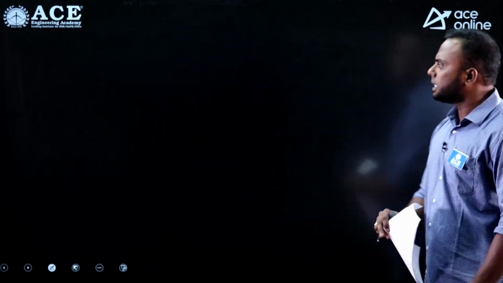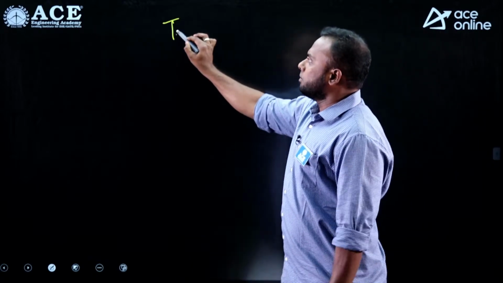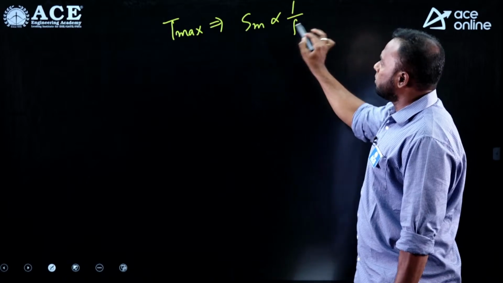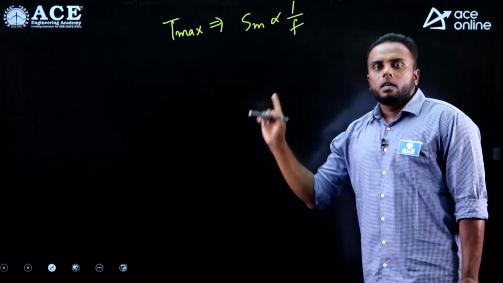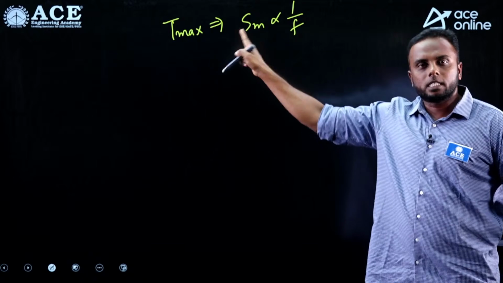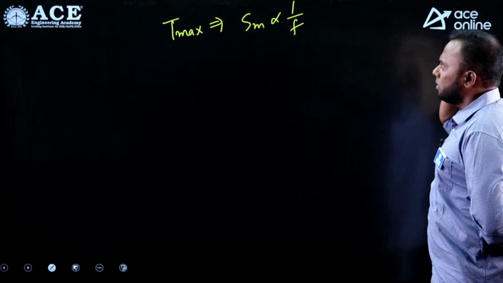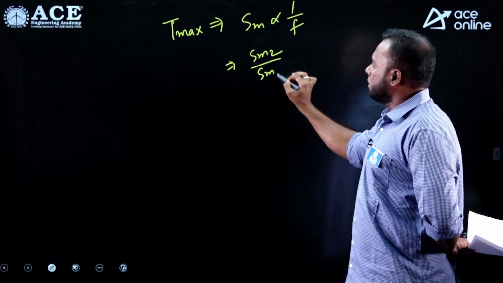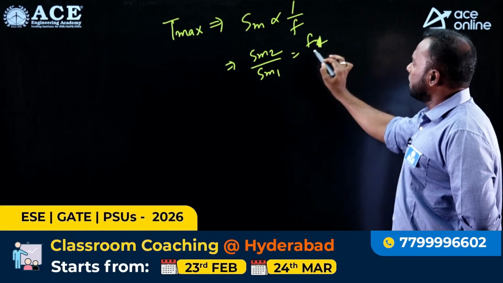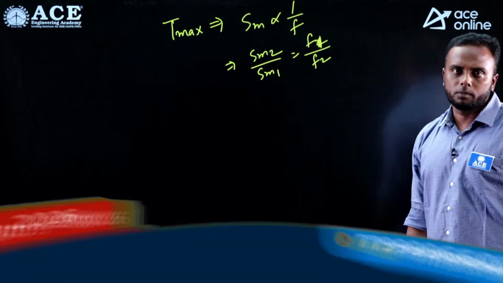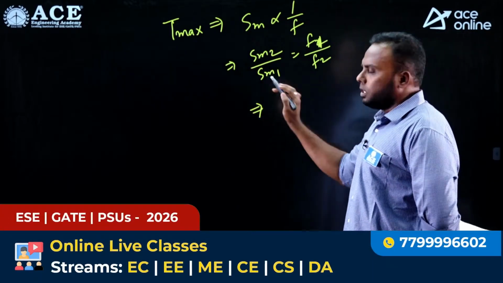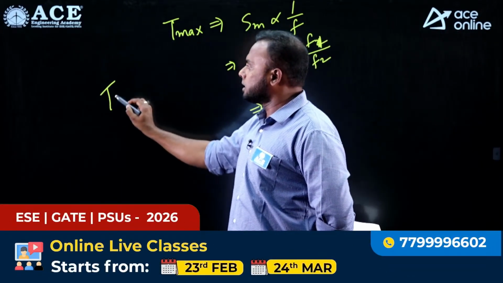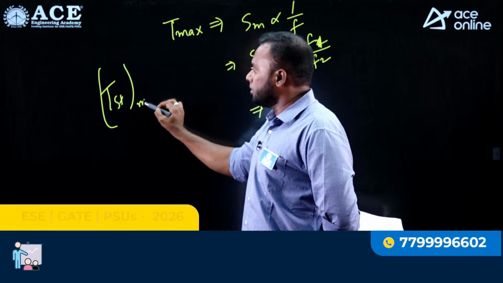So first of all, for the maximum torque condition, we have one relation: the slip at maximum torque is inversely proportional to frequency always. In observations you will get this. At maximum torque, the slip of the motor is inversely proportional to frequency. Now according to this we can write Sm2 divided by Sm1 equal to F1 divided by F2, inversely proportional to frequency. So what is the new slip? Because we need maximum torque at starting, at starting maximum torque is required.